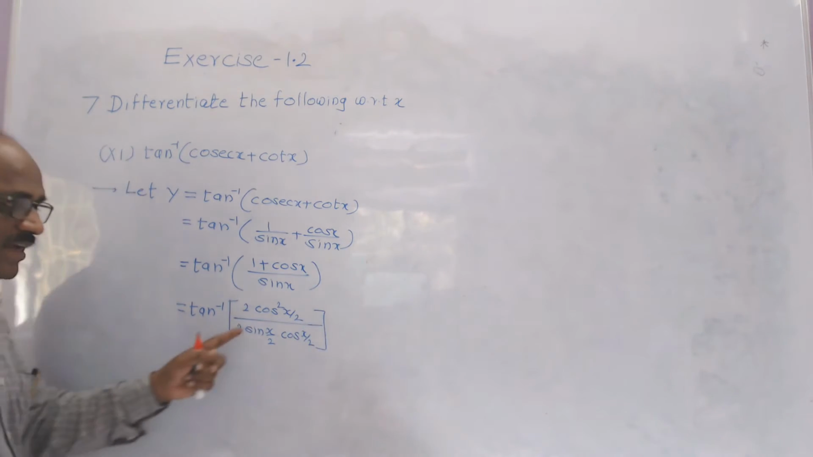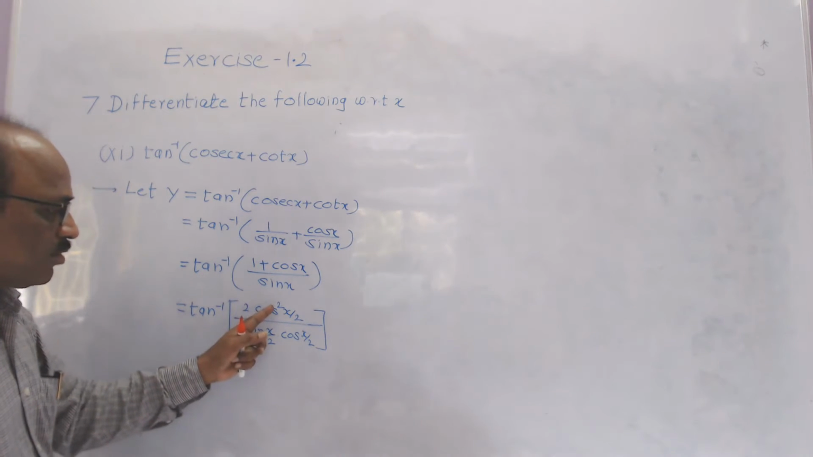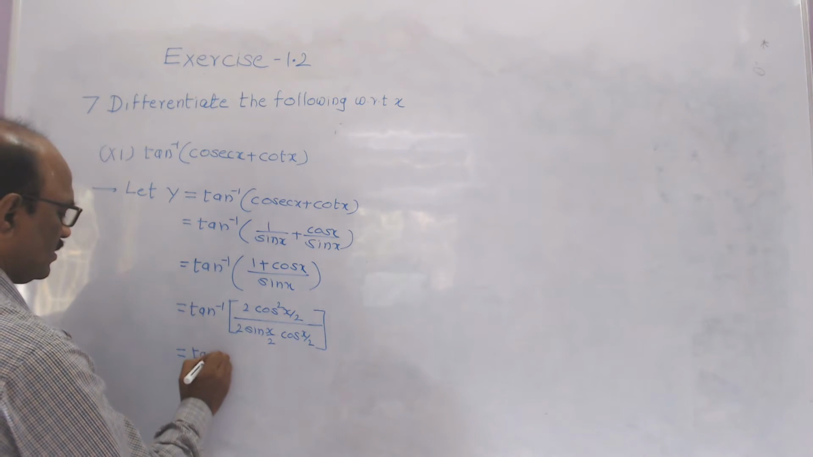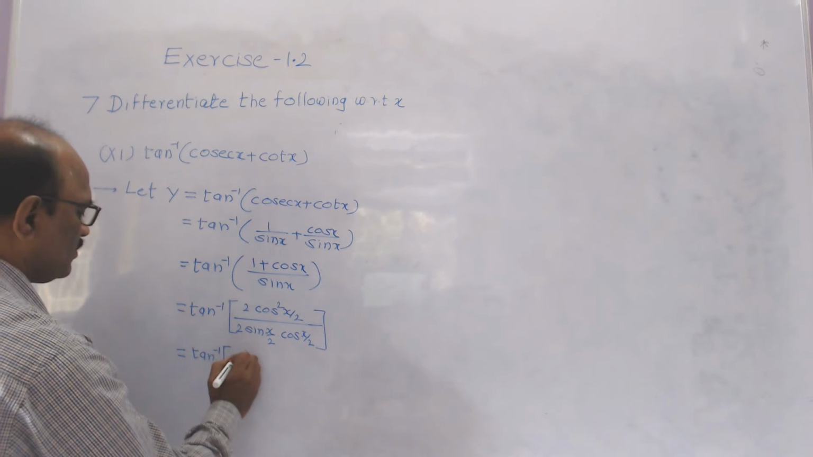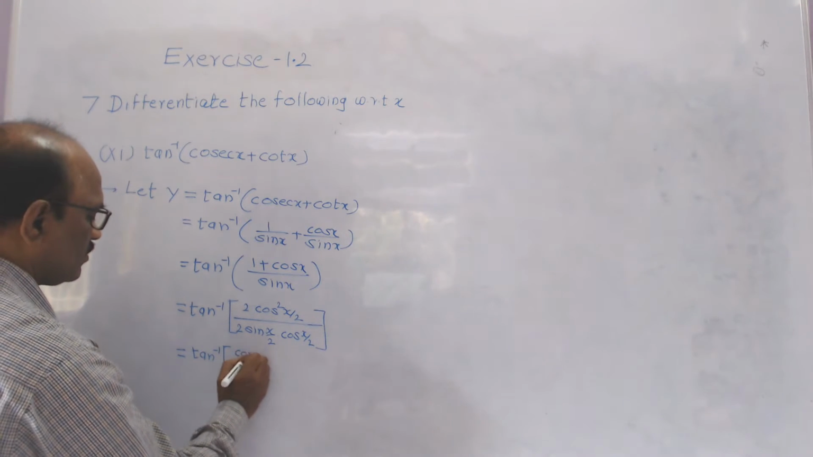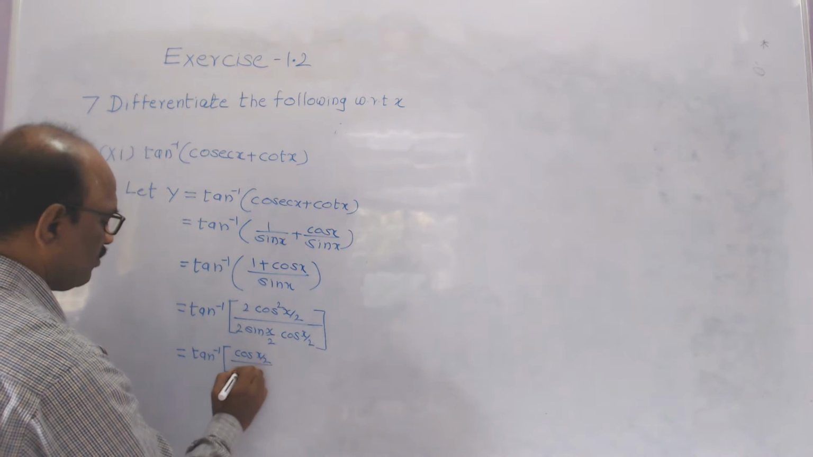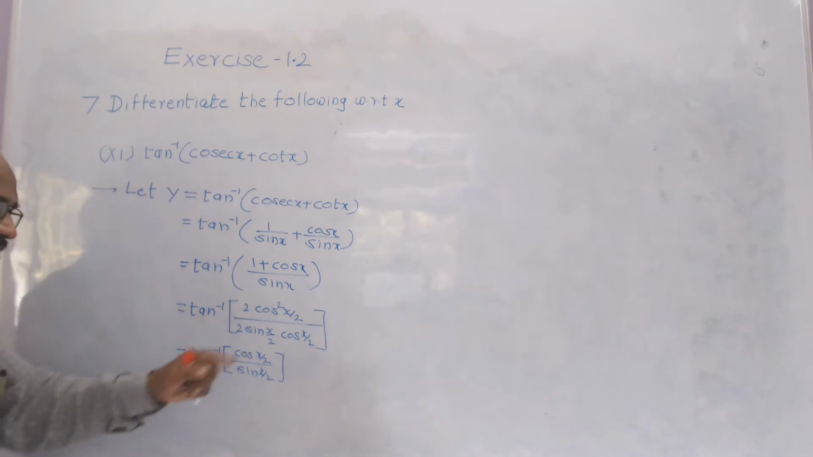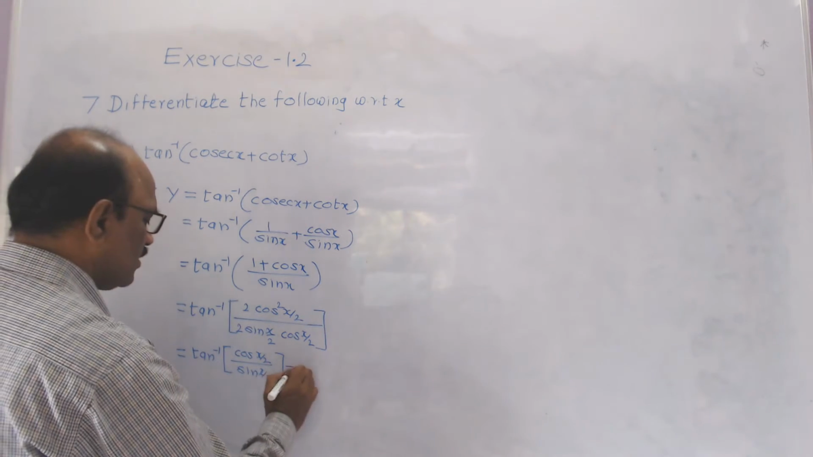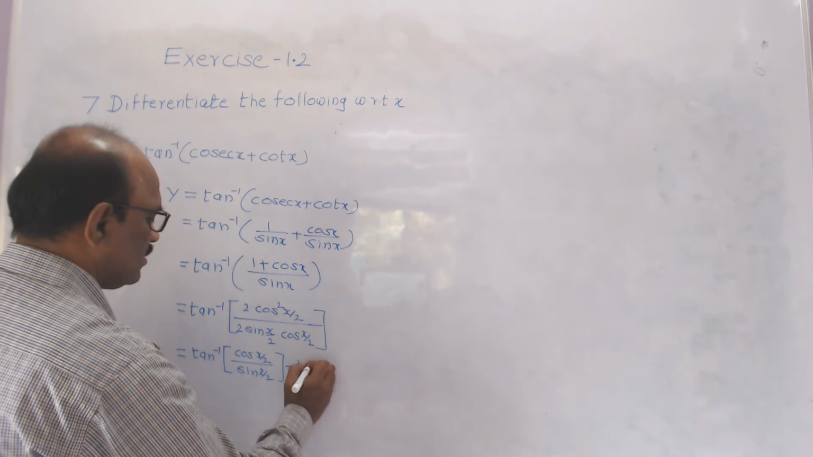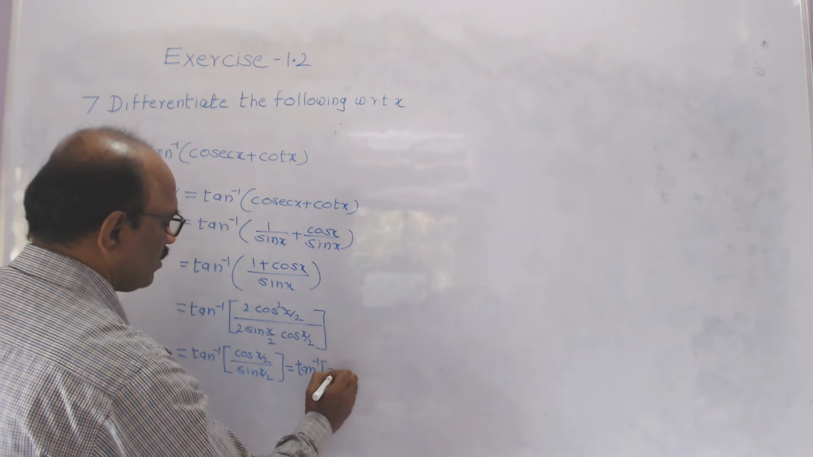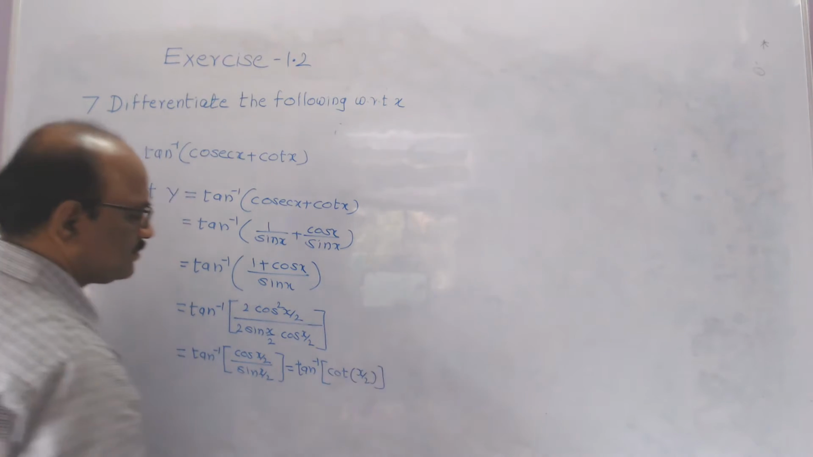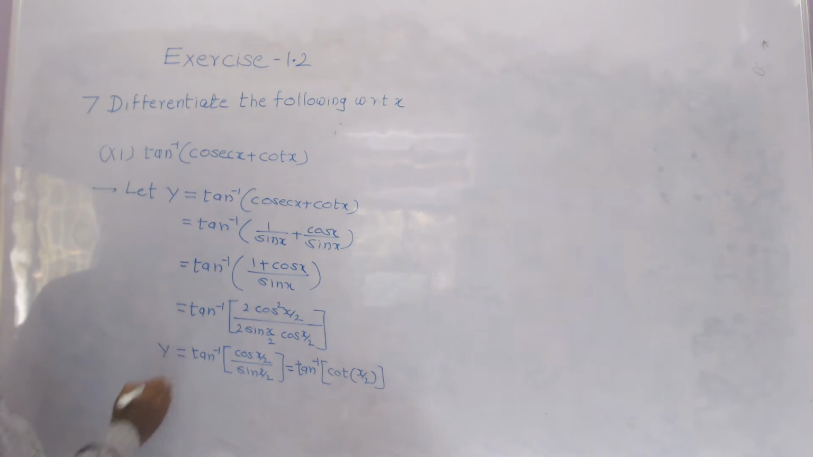Okay, now here 2 gets cancelled, 1 cos will get cancelled, you will get cos x by 2 upon sin x by 2, and that is here tan inverse of cos of x by 2 upon sin of x by 2. Overall here you will get tan inverse of cot of x upon 2, and this is equals to y.